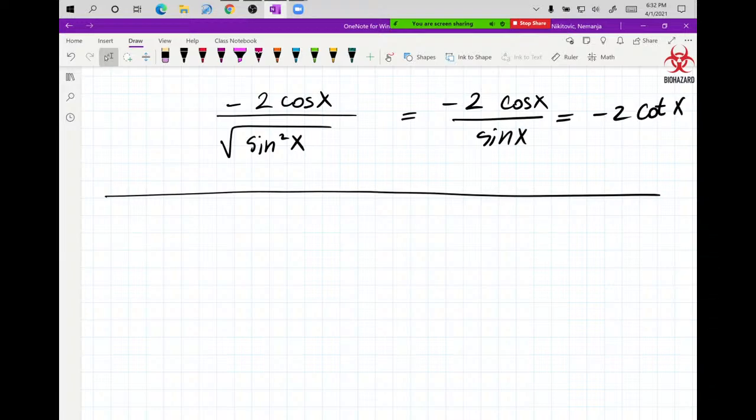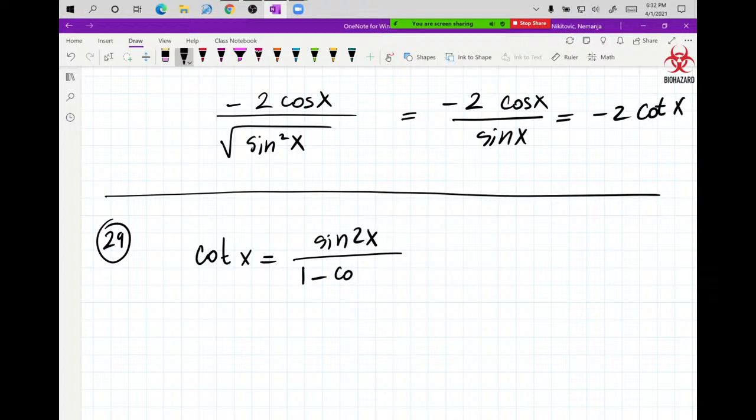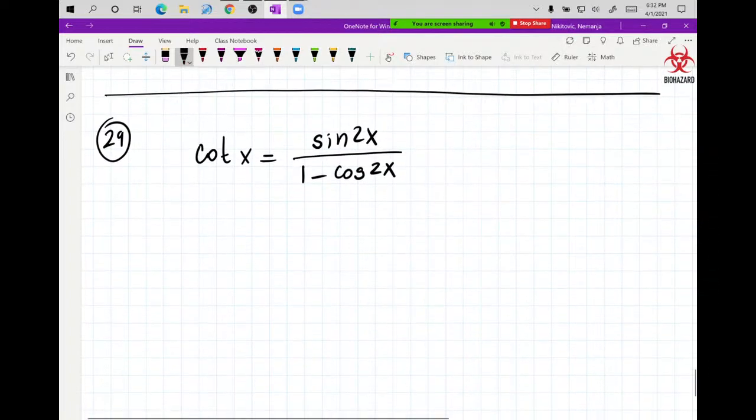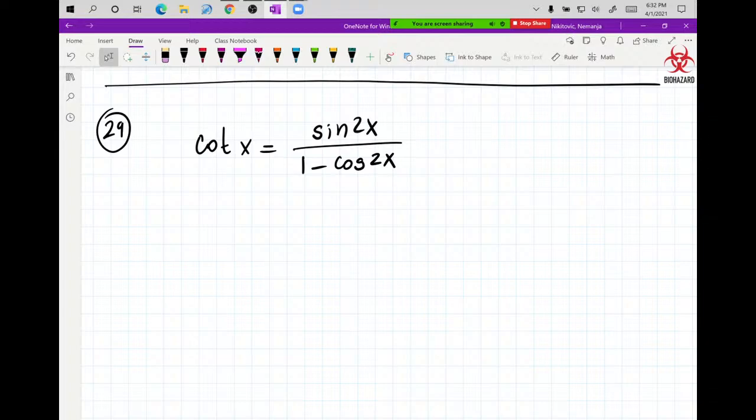Let's see another identity. Oh, okay, 29. I have no clue if this is gonna be spicy or not, but let's see. Cotangent x is equal to sine 2x over 1 minus cosine 2x. It shouldn't be. I mean, all right, so try this one for some time, and then we'll get together.